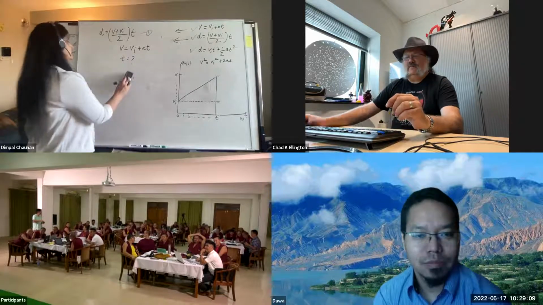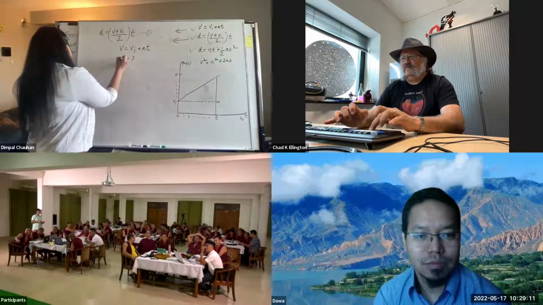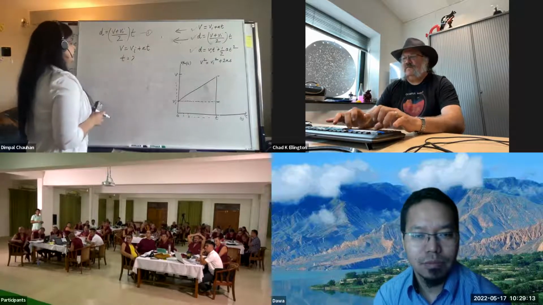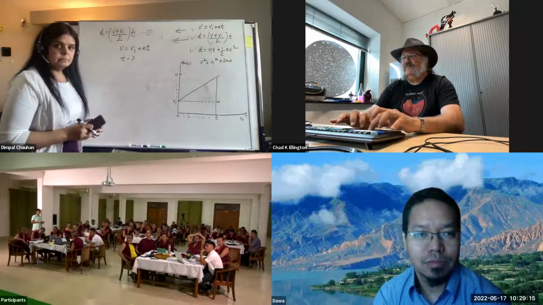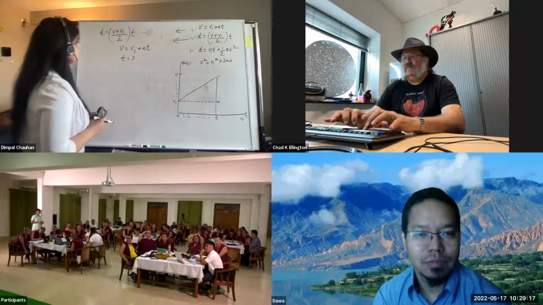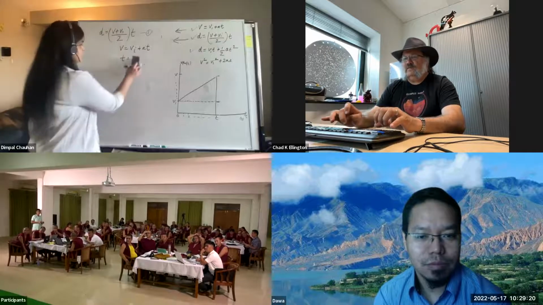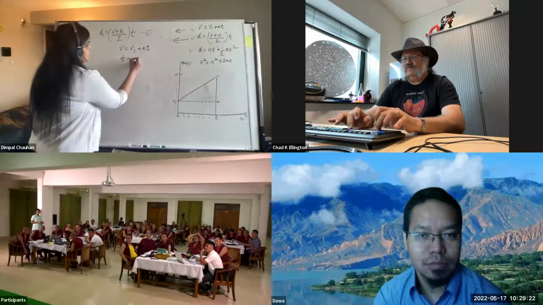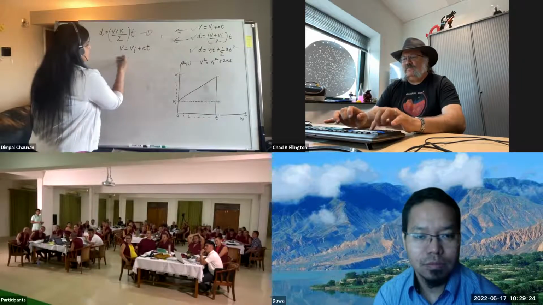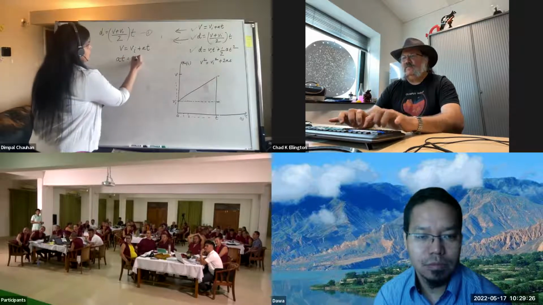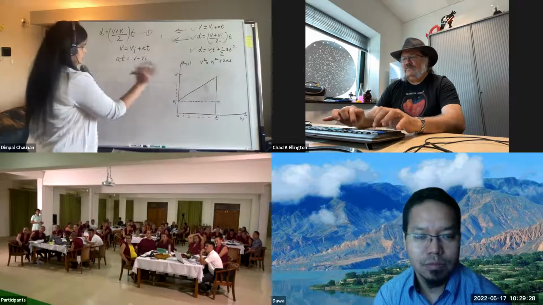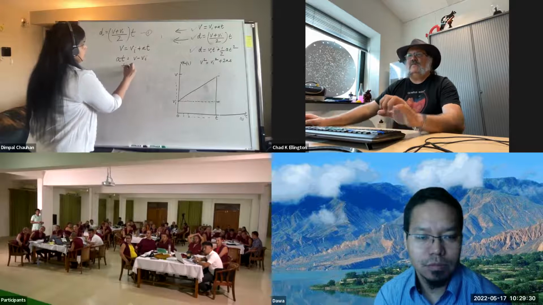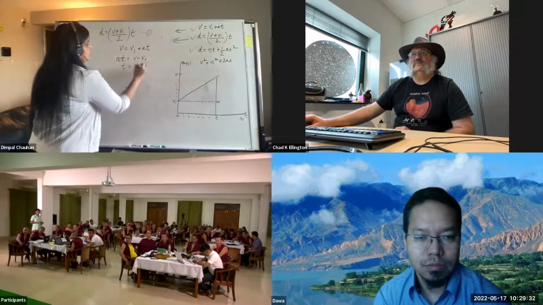Should I do it or? V minus Vi divided by A. Yes. So I can also write v minus vi, and t equals v minus vi over a.